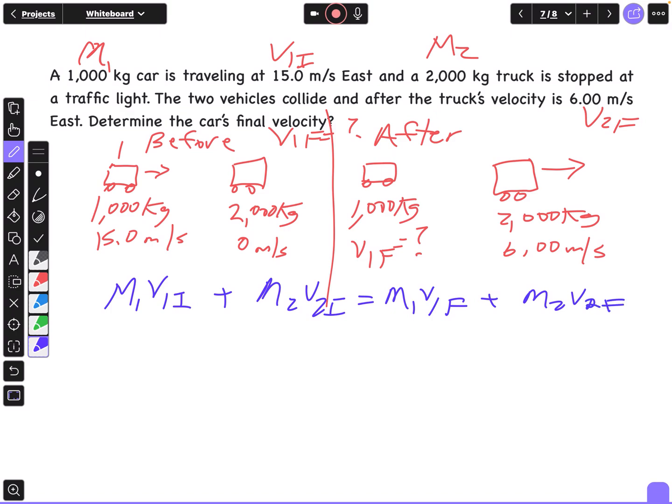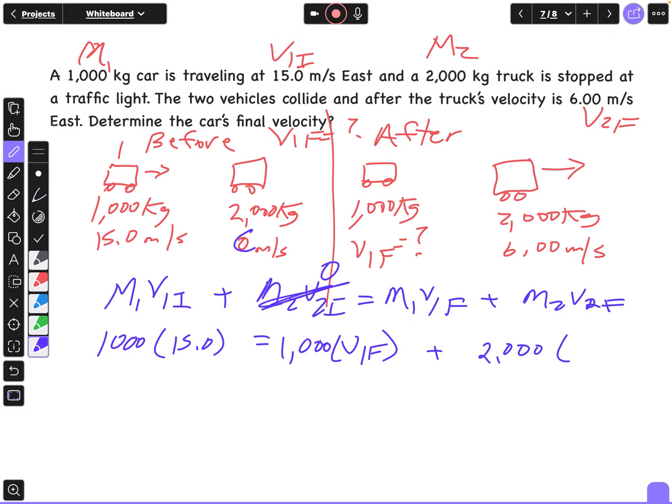Now I noticed that my V2I, the initial velocity of the second object, is 0. So this whole thing here we can mark out. That's going to equal 0. Shortens our equation up. Now we plug in our numbers. M1 was 1,000 times the initial velocity, which is 15.0, equals M1, again 1,000, times V1F, which is our unknown, plus M2, which is 2,000, times V2F, which is 6.00.